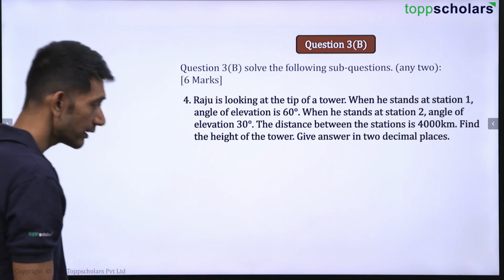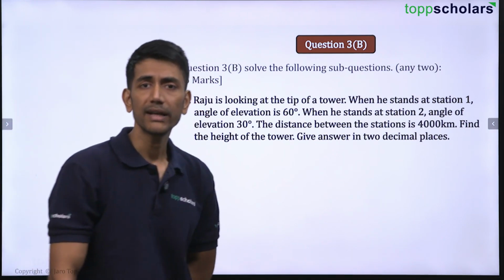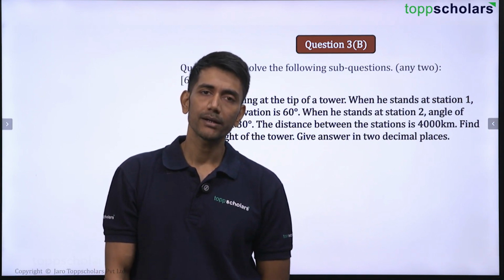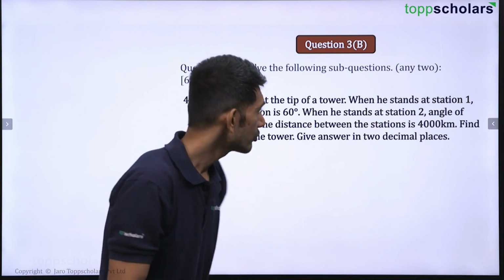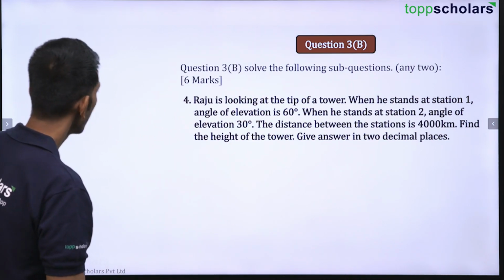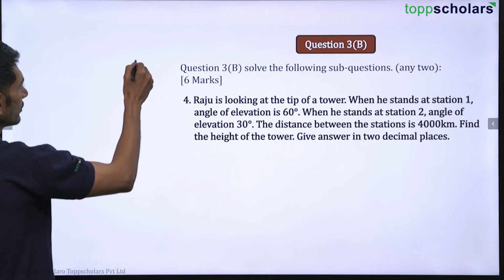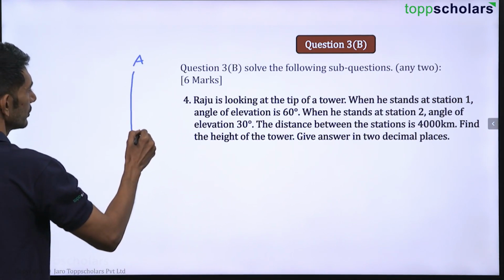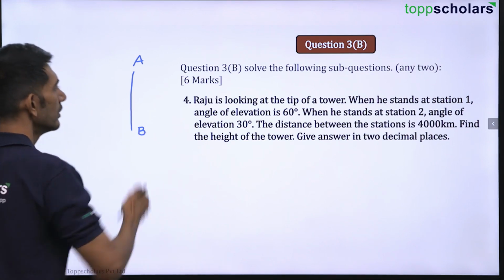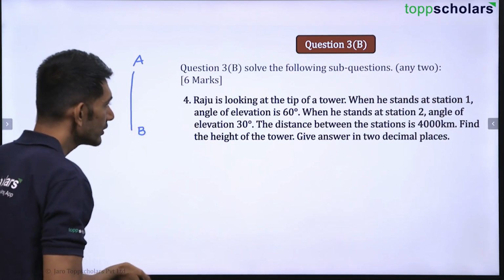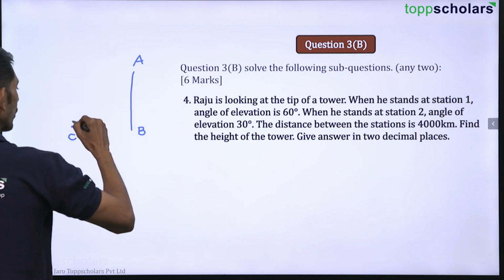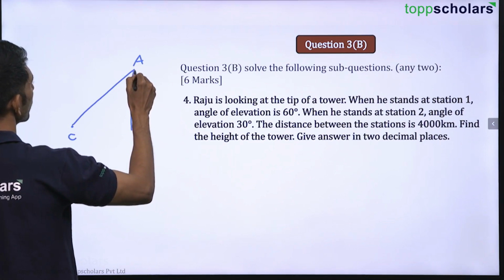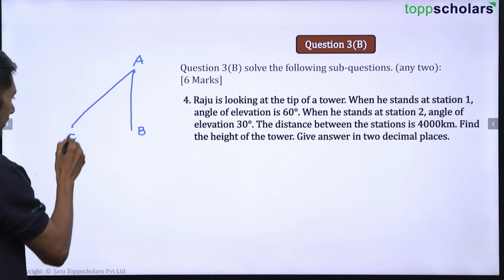Okay, so do we have the figure? We don't have the figure. Always remember, whenever you have a question based on trigonometry, it's mandatory, or I can say it's compulsory to draw the figure. So all we need to do is, we need to draw a tower first. So this is your tower. So AB is the tower. Raju is looking at the top of the tower. So here we have some point C, and is looking at the top of the tower. Is looking over here. And then this is suppose your station 1.